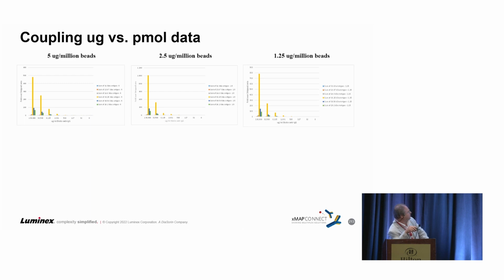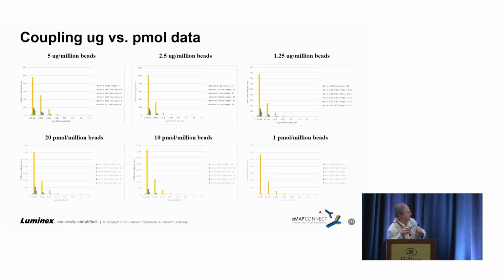But they're only going up to a few hundred here. This one may be up to about 1,000 or so, at these microgram per million coupling levels. But some of these are still pretty high, and the other ones that we don't want to detect. So we decided to try coupling these at different picomole per million beads.